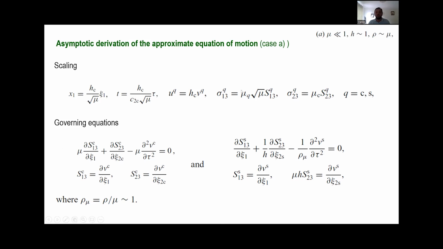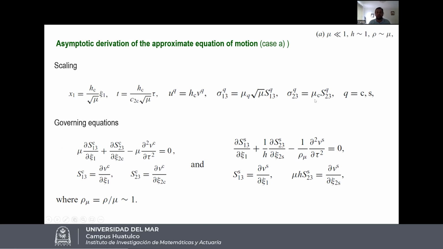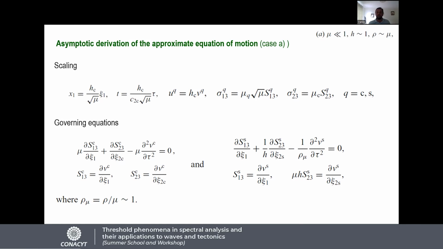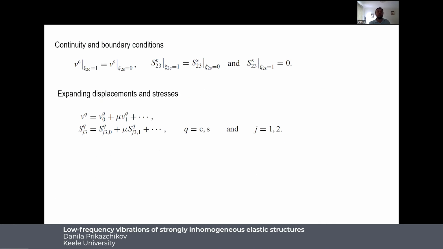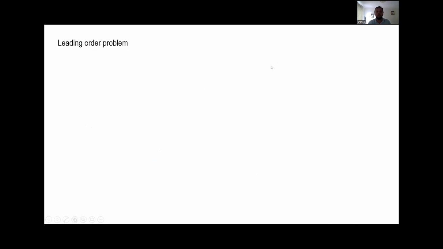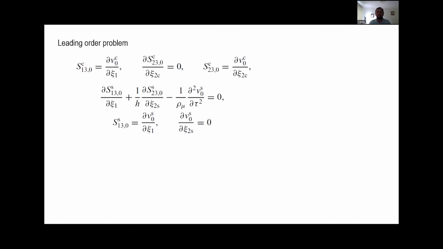So these quantities here with capital letters and also V are all assumed to be of the same asymptotic order. And that allows us to have an asymptotically consistent procedure here. So we just expand these quantities as asymptotic series, substituting that into the governing equations and the continuity and boundary conditions, we may formulate the leading order problem, something like that.